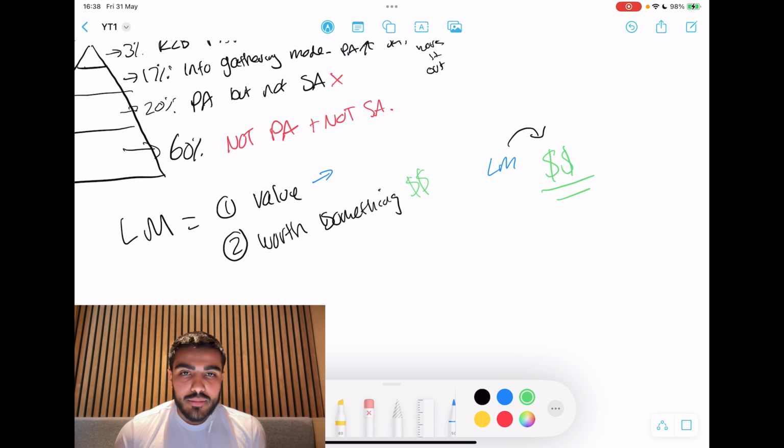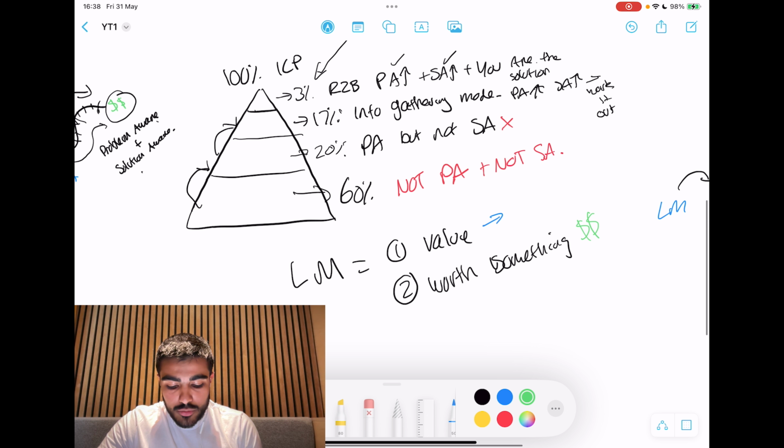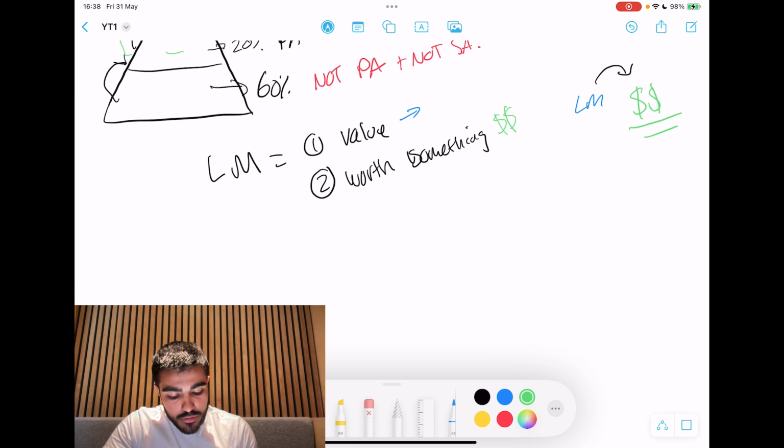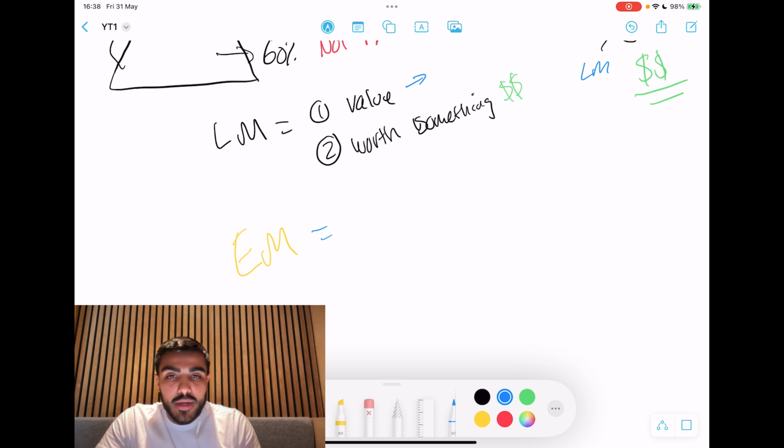So that's everything about lead magnets. Typically what you'll do with lead magnets is target this stage of the pyramid and this stage of the pyramid as well, and try to move them along the top to get them to the 3%. Now that I've explained what a lead magnet is, and sorry if I waffled on about that, I want to talk you through something that I call an engagement magnet. Actually, I'm going to change that color to blue. Engagement magnet.